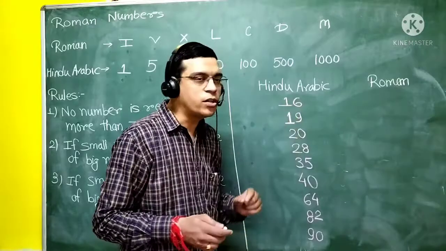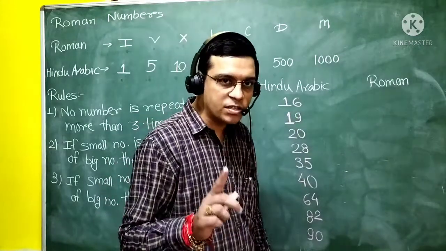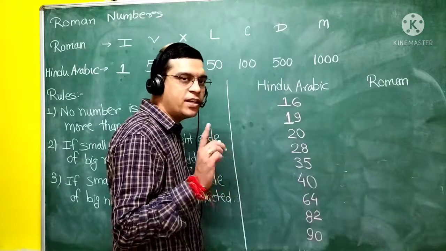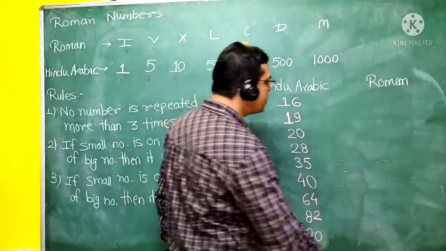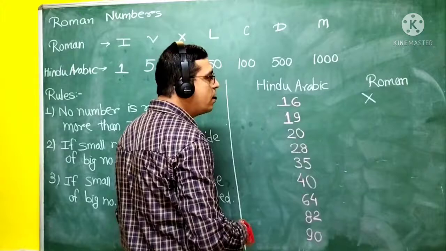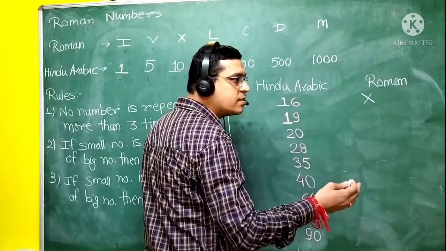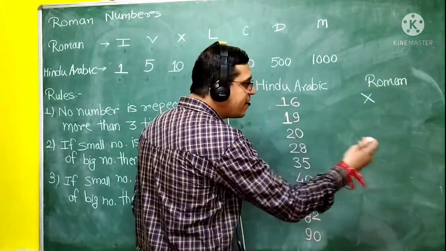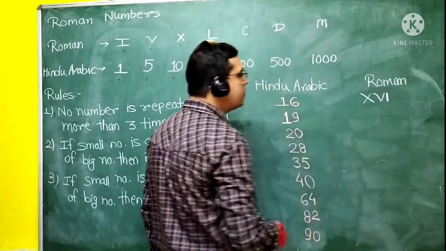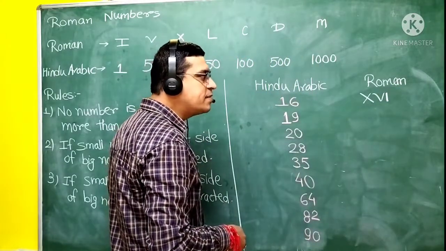So what is 16? 10 plus 6. 16 is 10 plus 6. So first I have to write 10, so you should remember 10. Then 10 is written as X, and then 10 plus 6. Plus 6 means 6 on its right side. So that is XVI. That is 16.